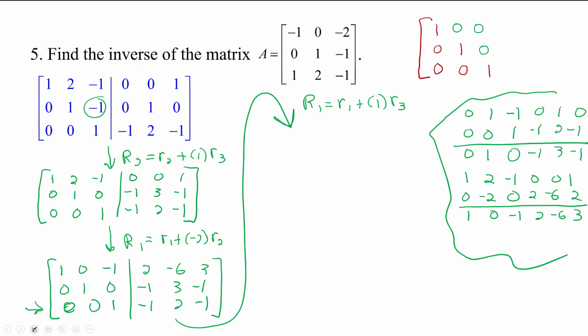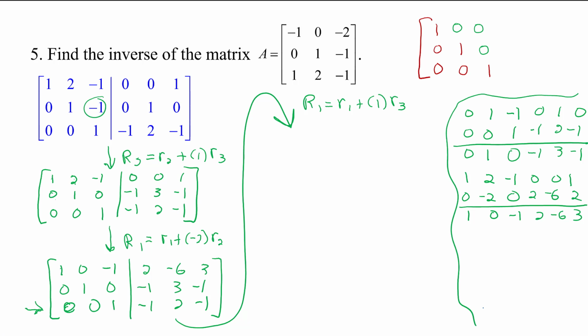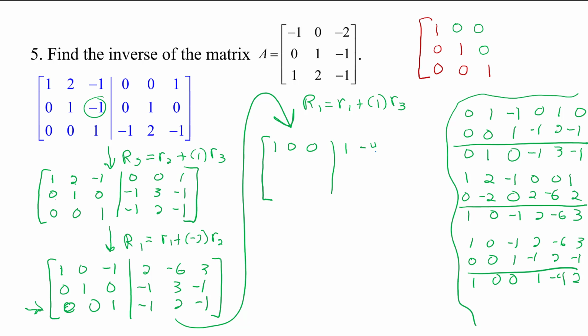And I need to extend the scribble paper a bit here. Okay, so we want to put row 1 here: 1, 0, negative 1, 2, negative 6, 3. We're adding that 1 times row 3, which is 0, 0, 1, negative 1, 2, negative 1. We get 1, 0, 0, 1, negative 4, 2. And I believe we're finished with getting our matrix into reduced row echelon form. So row 1 is now 1, 0, 0, 1, negative 4, 2. Second row 0, 1, 0, negative 1, 3, negative 1. The third row 0, 0, 1, negative 1, 2, negative 1.